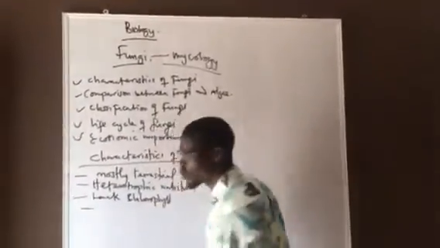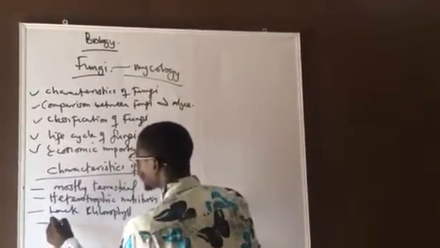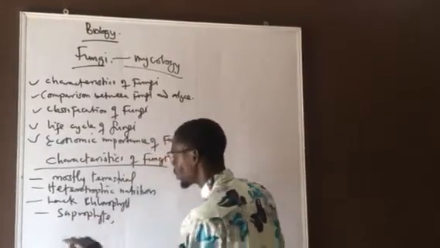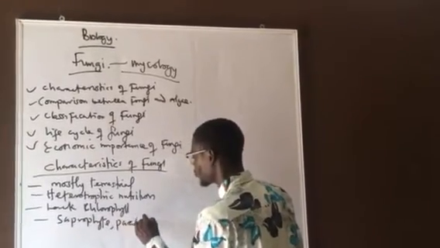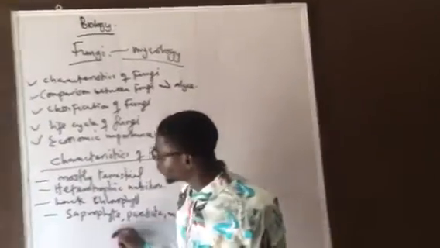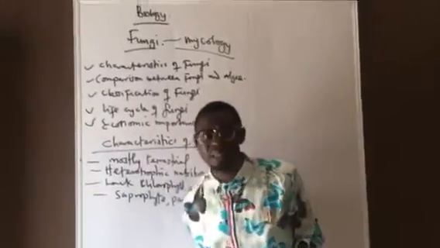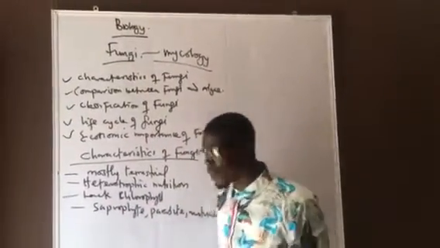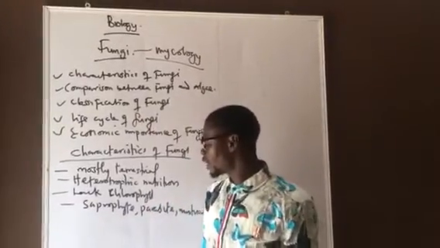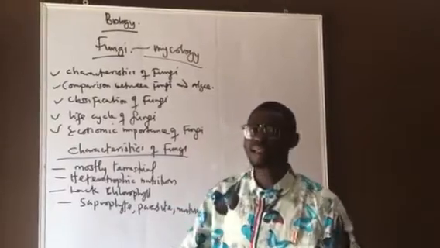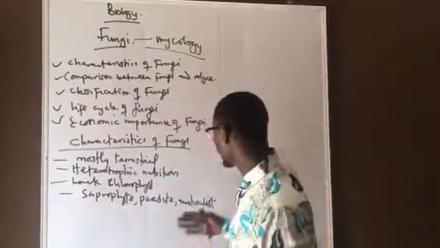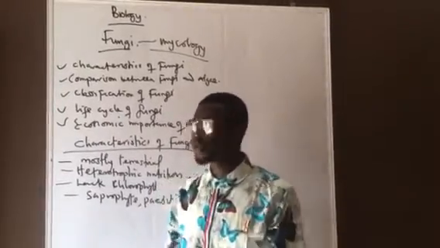So fungi can carry out heterotrophic nutrition. They can be saprophytes, parasites, and also mutualists. When we say saprophytic, they feed on dead decaying organic matter, non-living matter. When we talk about parasitic, they feed on living tissue. Then mutualistic, they have a relationship with other organisms.